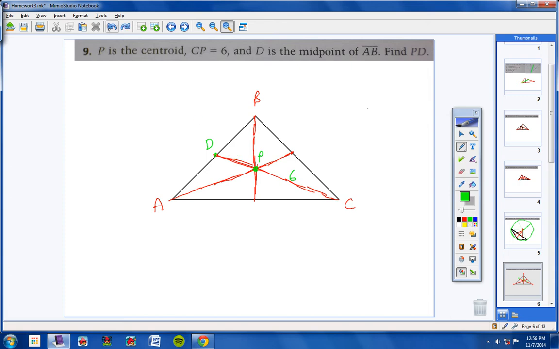And by the way, if I would have told you the whole segment, DC, was 9, then how do you find each piece? You take 9, always divided by 3, and then you get 3 here, 3 here, and 3 here. So this segment here is 6, and this segment here is 3. Okay, but either way, the main thing you want to learn is this.